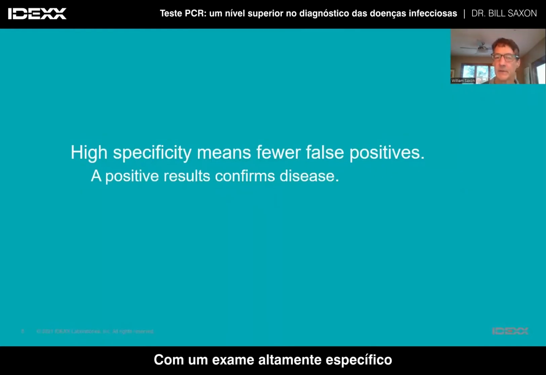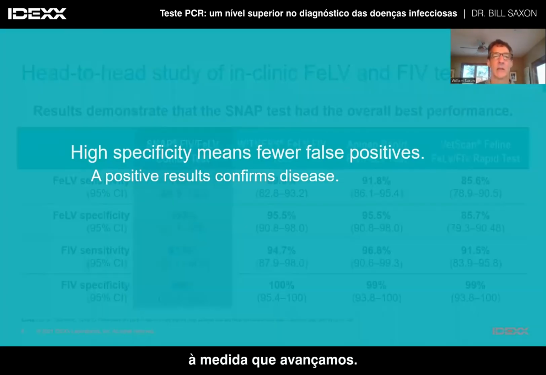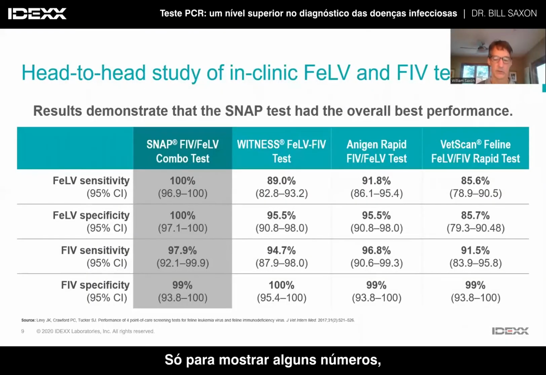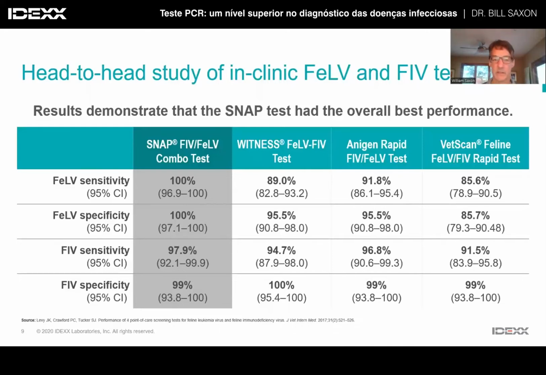With a highly specific test, or high specificity, you're going to end up with few false positives. Therefore, you can reliably confirm a diagnosis with a highly specific test. Okay, so we'll talk about how that factors in as we move along. Just to show you some numbers, again, with sensitivity and specificity, the higher, the better. So if you have a choice, pick the test that has the highest sensitivity and specificity.